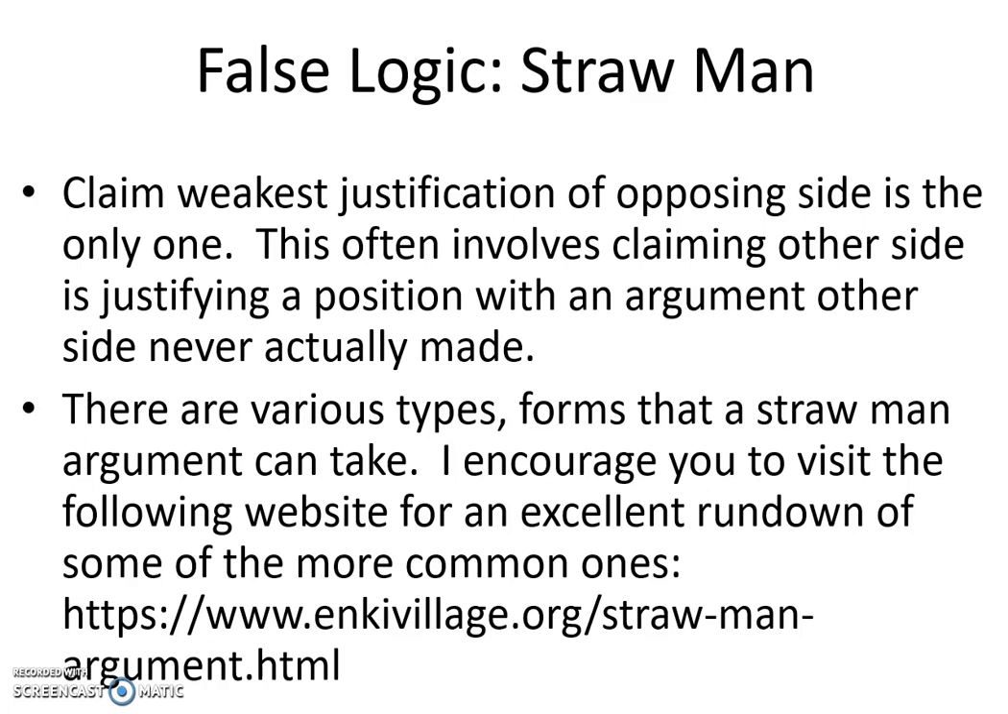The third one is called a straw man fallacy. A straw man fallacy is a very broad type of fallacy. Here, we're going to basically try to claim that the weakest possible justification for the opposing side must be the only one. This often involves claiming the other side is justifying their position with an argument the other side never actually made. Now, there are various types and forms that a straw man argument can take.